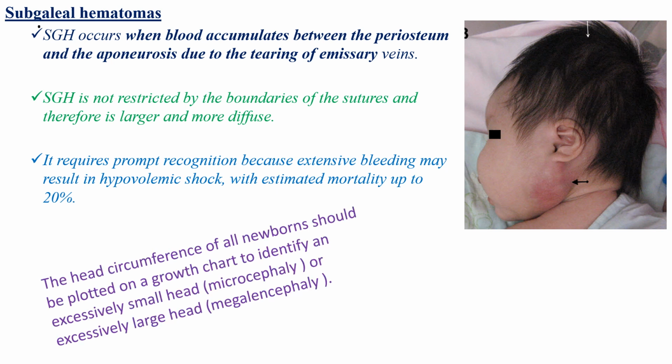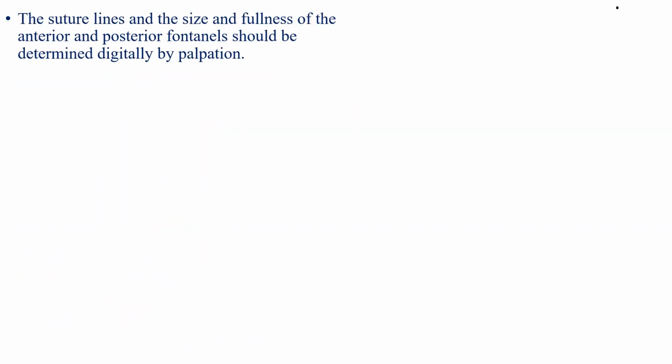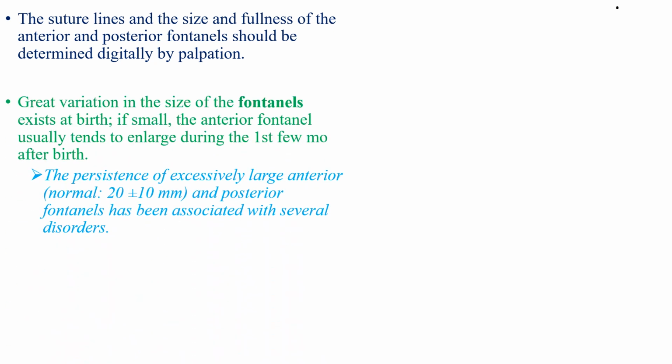The head circumference of all newborns should be plotted on a growth chart to identify an excessively small head, or microcephaly, or an excessively large head, macrocephaly or megalencephaly. The suture lines and the size and fullness of the anterior and posterior fontanelles should be determined digitally by palpation. Great variation in the size of the fontanelles exists at birth. If small, the anterior fontanelle usually tends to enlarge during the first few months after birth.